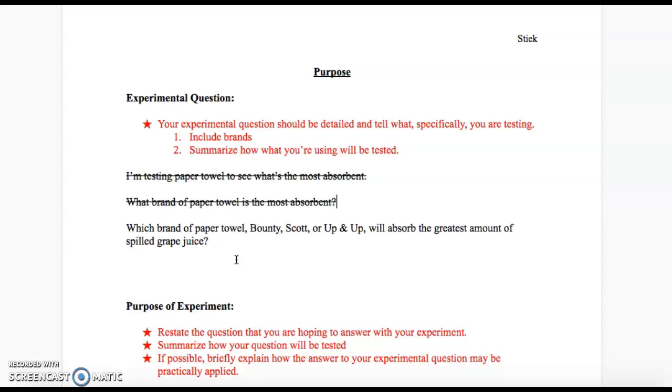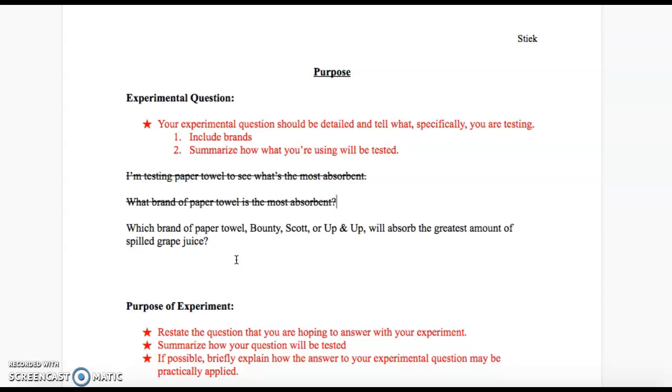We're going to be taking these 3 brands of paper towel and we're going to be using them to attempt to absorb spilled grape juice. Now that could be something else. It doesn't really matter what the liquid is, right? But for my experiment, the way that I'm going to set up all of my procedures, I'm using grape juice.